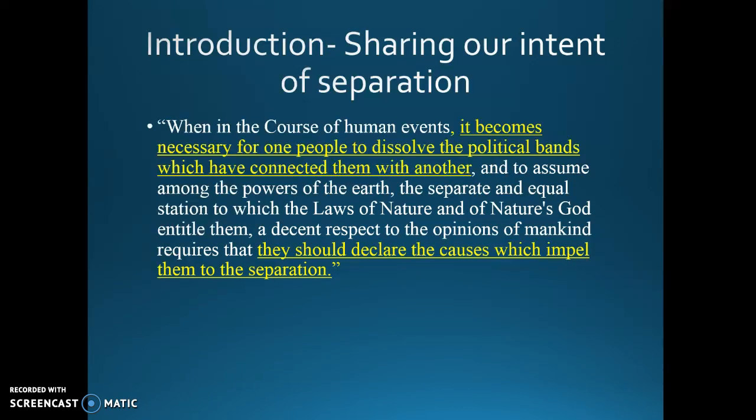Now, our introduction. I've underlined for you some important words. I'm not going to read them all to you because I know you can read by yourself. But the introduction is sharing our intent of separation. Now there's certain words in there that you probably recognize, like "dissolve the political bands which have connected them with another." So dissolving means it's separating, they're disappearing.